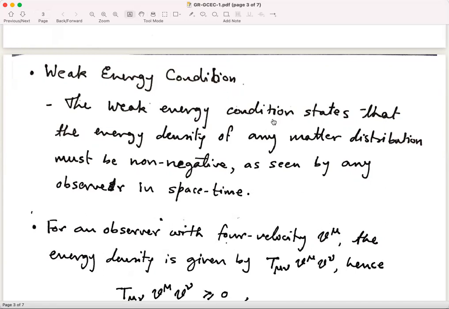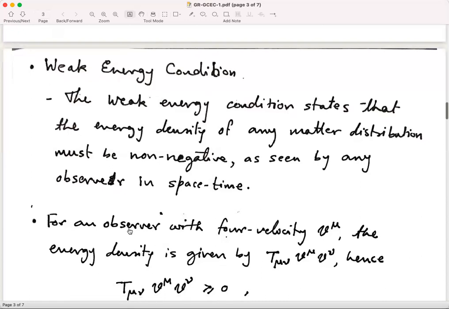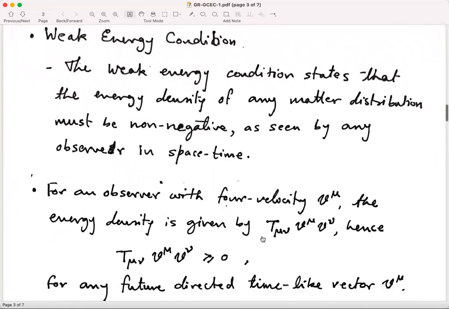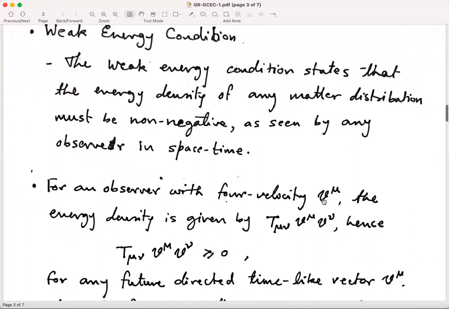The fact that the energy density of the matter distribution is non-negative implies that T mu nu V mu V nu, which is the energy density as seen by the observer, is positive semi-definite. The quantity is not negative; it can be zero or positive. Of course, this is a statement for any future directed time-like vector V.